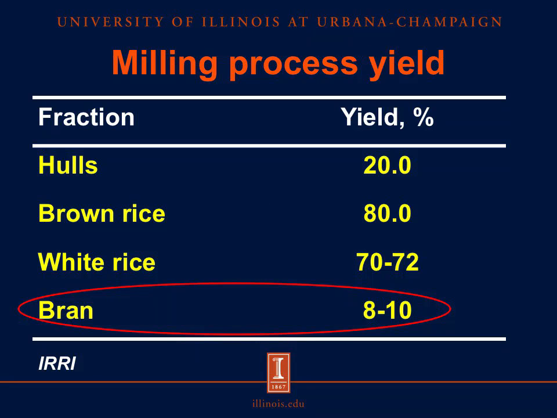Now let's look at the milling process yield of rice. According to the International Rice Research Institute, or IRRI, an international independent research and training organization with headquarters in Los Banos, Philippines, when paddy is dehulled, it produces 20% hulls and 80% brown rice. When brown rice is further processed for white rice production, it produces 70 to 72% white rice and 8 to 10% rice bran. This means that if the world production of rice is 800 million tons per year, we are also producing as much as 80 million tons of rice bran per year. The amount and quality of rice bran we produce is affected by several factors, including the milling process and variety of rice.